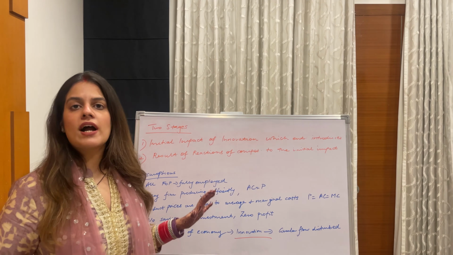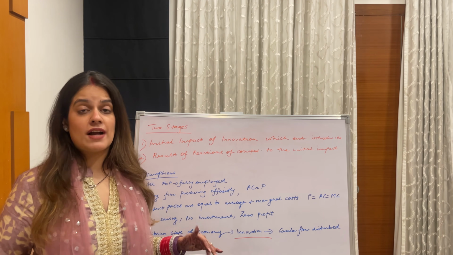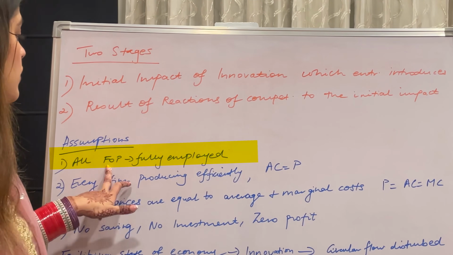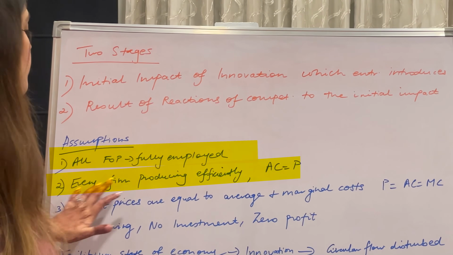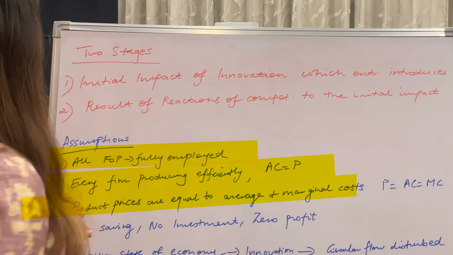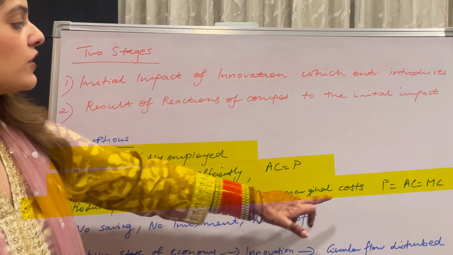In this theory, we have to have some assumptions on which we have to work. So let's go through them quickly. All factors of production are fully employed. Every firm is producing efficiently, and average cost is equal to the price. The product prices are equal to average and marginal cost.